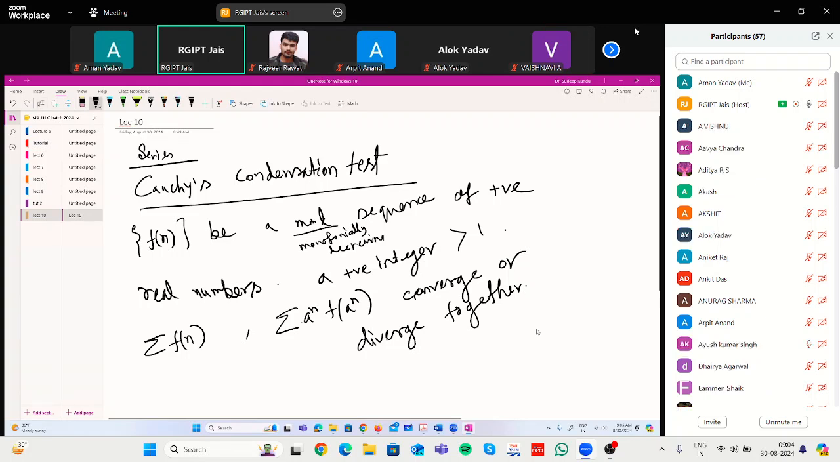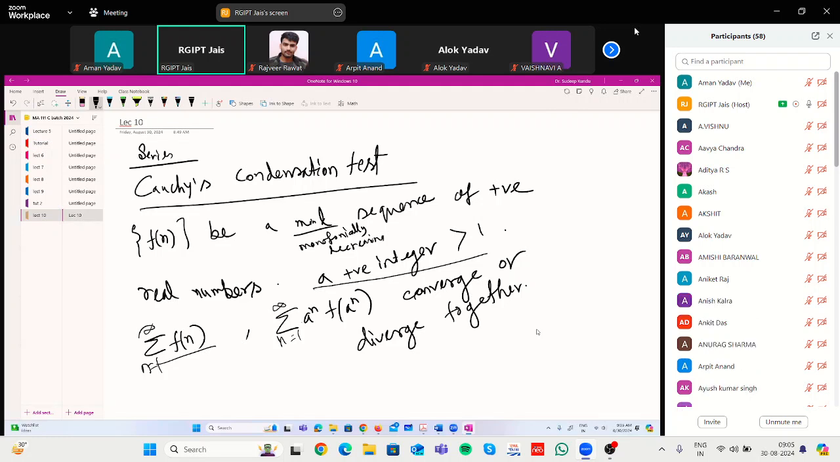So what do you mean by Cauchy's condensation test? For that we need a monotonically decreasing sequence first and a positive integer a greater than 1. Then both the series, here you see infinite series, everything, so I'm not writing always n equals 1 to infinity, either converge or diverge together.